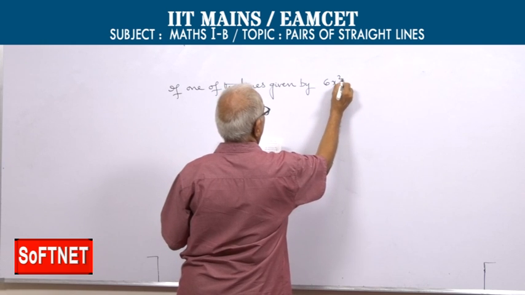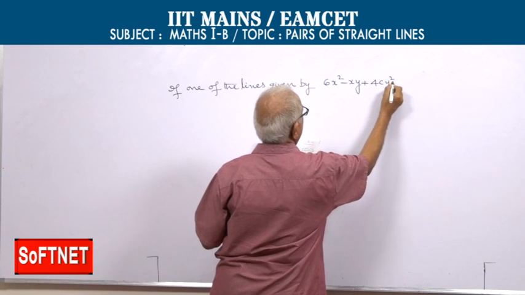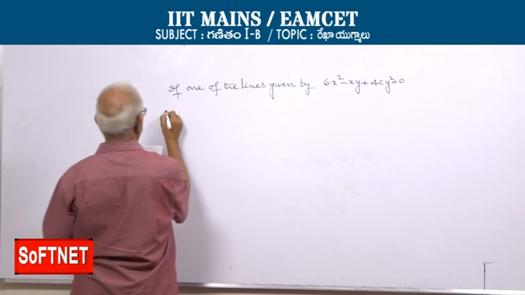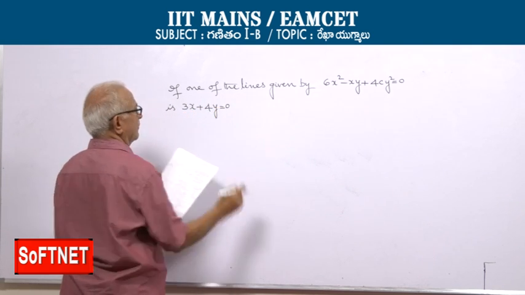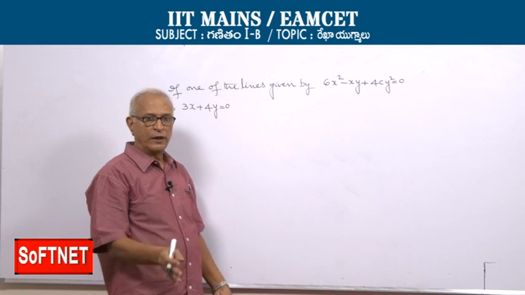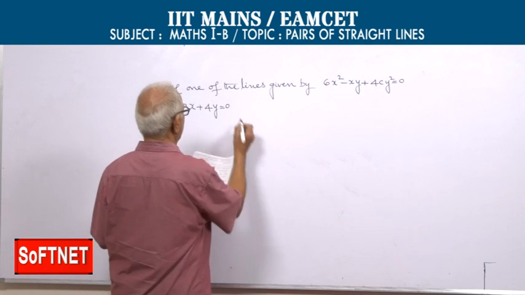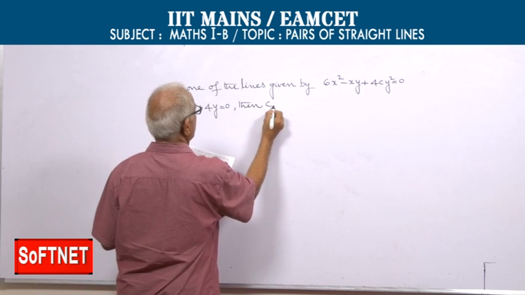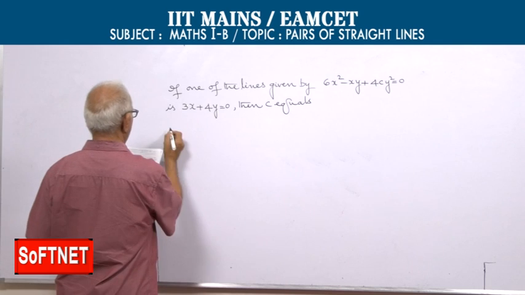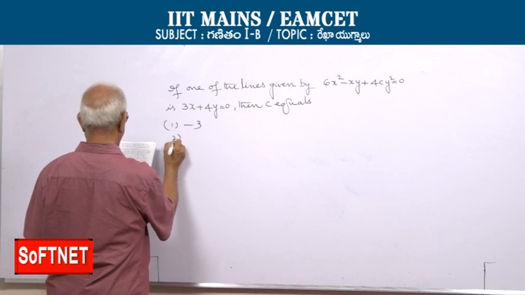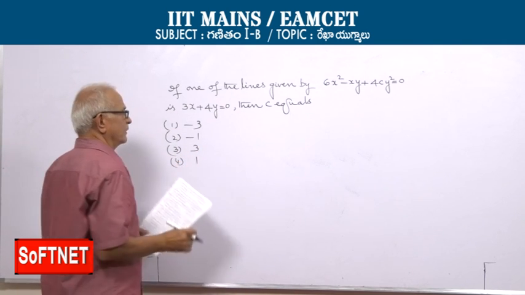6x square minus xy plus 4cy square equal to 0. One of the two lines represented by this equation is 3x plus 4y equal to 0. Then c equals, this is also 2004 AIEEE, 1, minus 3, minus 1, 3 and 1. So these are the 4 options given.